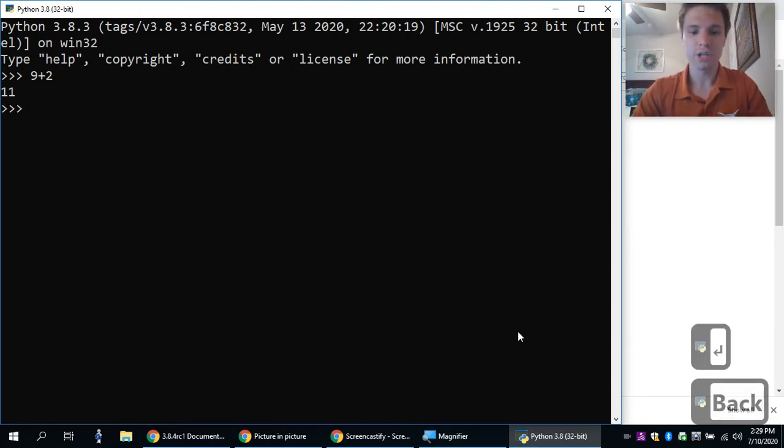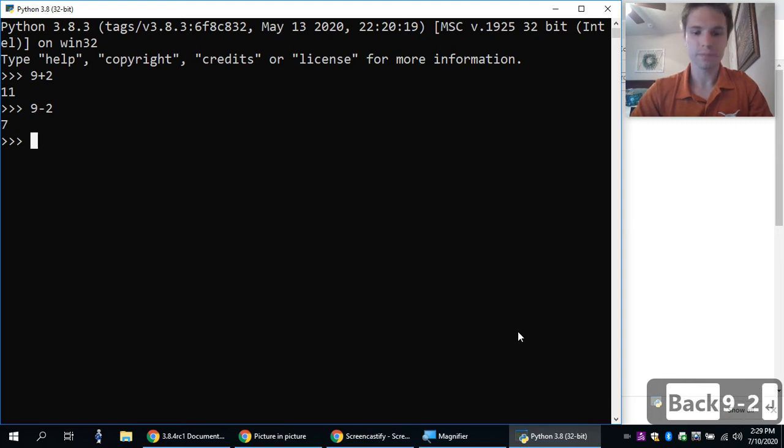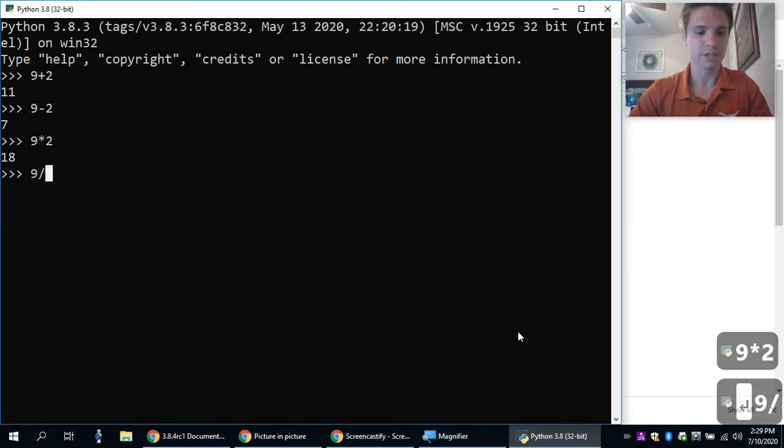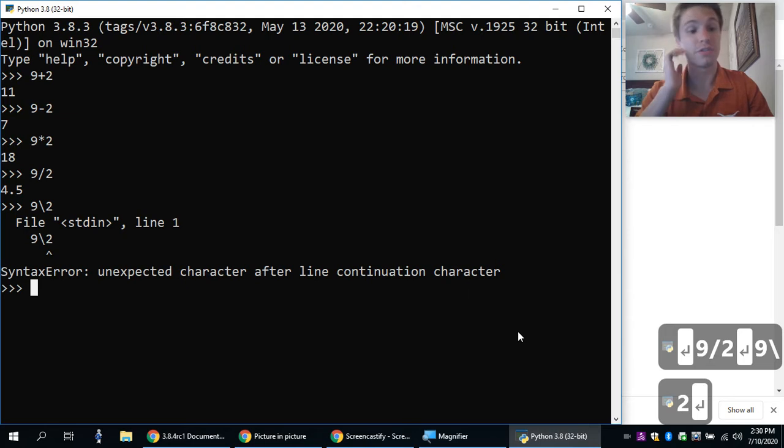So there's addition. Here is subtraction. Here is multiplication using this asterisk command, or excuse me, shift 8. And then here is division. If you do the backslash, the one above the enter key, then it will give you a syntax error.